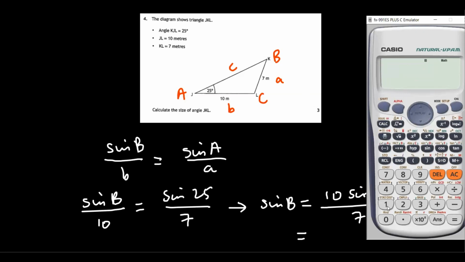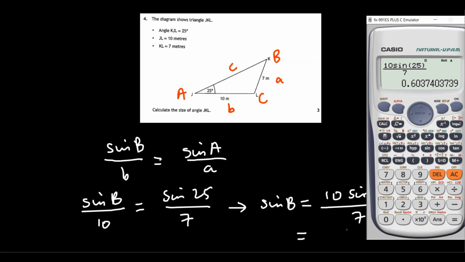And then we just enter that into the calculator. So 10 sine 25. And you make sure you're in degrees mode, because sometimes it might be in radians mode for whatever reason. So that would be 0.603 and so on. So that's the value of the sine.